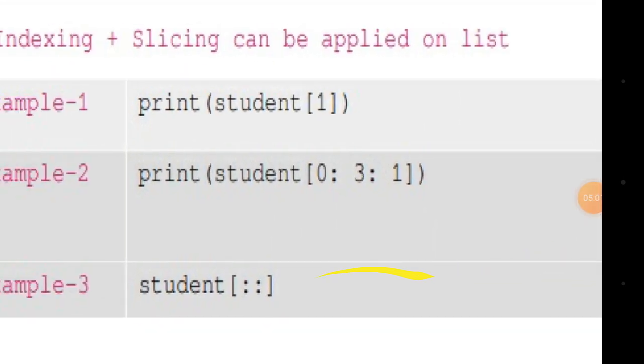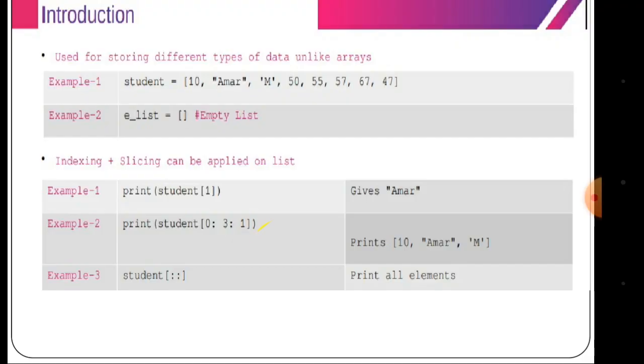Next, example 3. If we want to print all the elements, we simply have to give a colon inside the list. So it will give all the elements present in the list. Hope you understand this. If you have any query, just put it in the comment box. Because if you don't know this basic of the list, we cannot perform the other list methods and other operations on the list. Just go through it once.